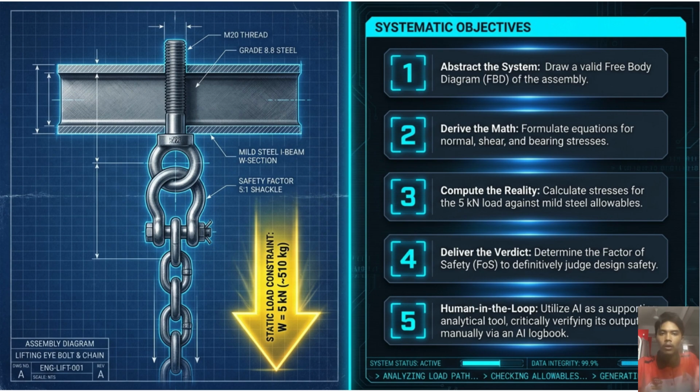Third, we will calculate the actual stress generated by the 5 kN load and test them against the mild steel allowable. Fourth, we will determine the actual factor of safety to definitively judge whether this engineering design is safe for operations. Lastly, we utilize AI as a supporting analytical tool, but critically verified every output manually through an AI logbook to ensure 99.9% data integrity.